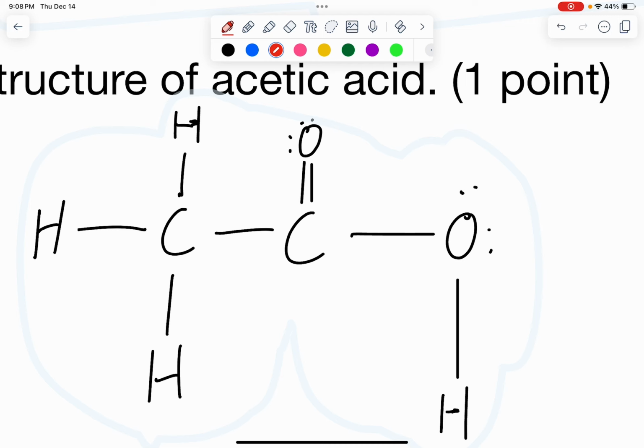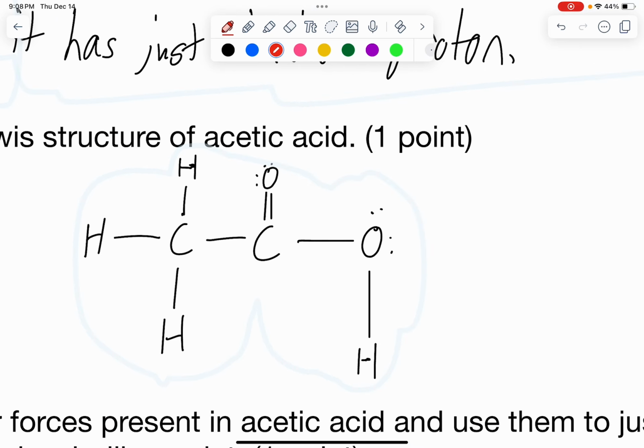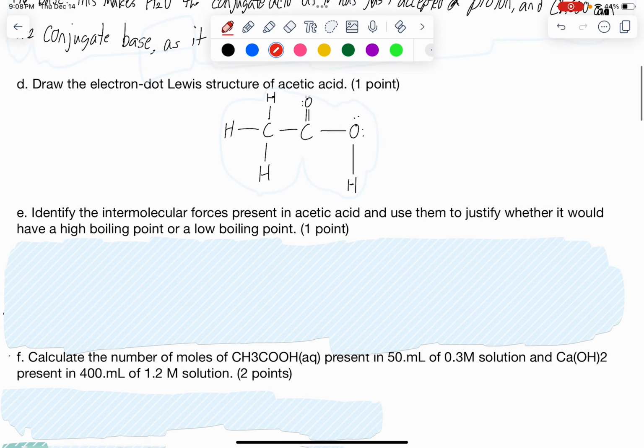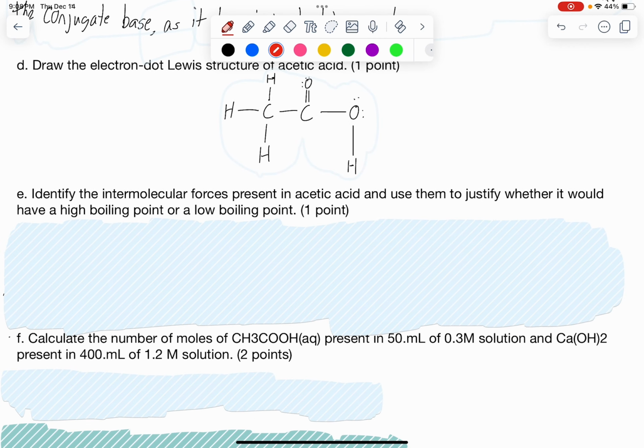You need the oxygen bonded to hydrogen in order to create the hydroxyl group. And this layout of everything with the double bonds is the only way you can make sure every atom here has a formal charge of 0, since obviously the charge of the overall acetic acid is 0. The next step is to identify the intermolecular forces in acetic acid, and then use it and justify, would this have a high boiling point or a low boiling point?